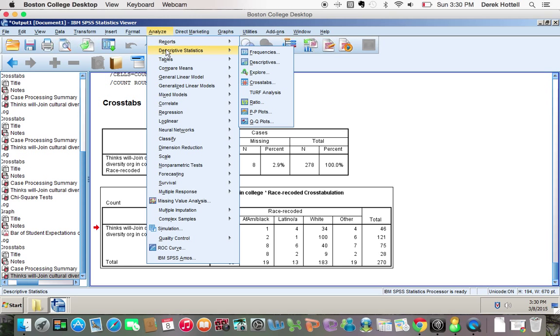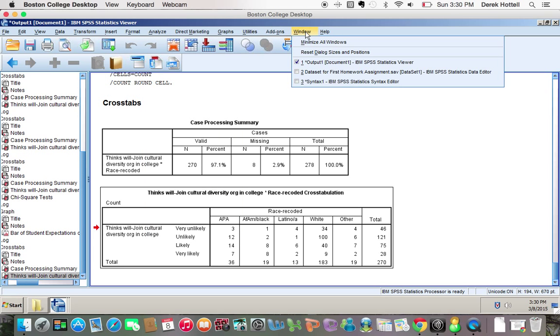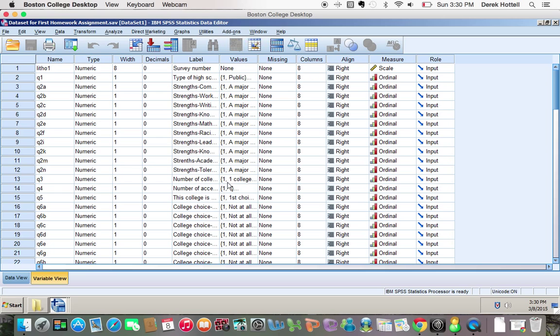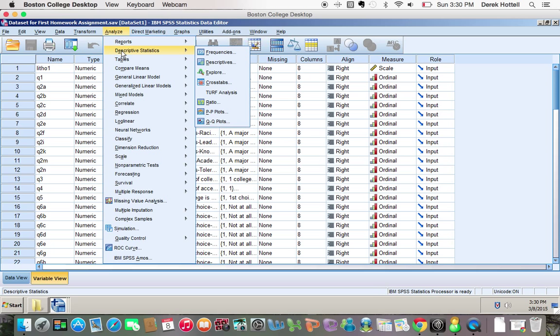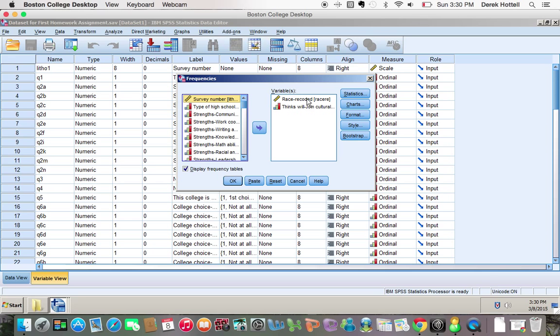So let's go back to our data window. So Window, Data Set. Let's look at the variables, and the first step is we want to look at frequencies, obviously. So we can look at our descriptive statistics.